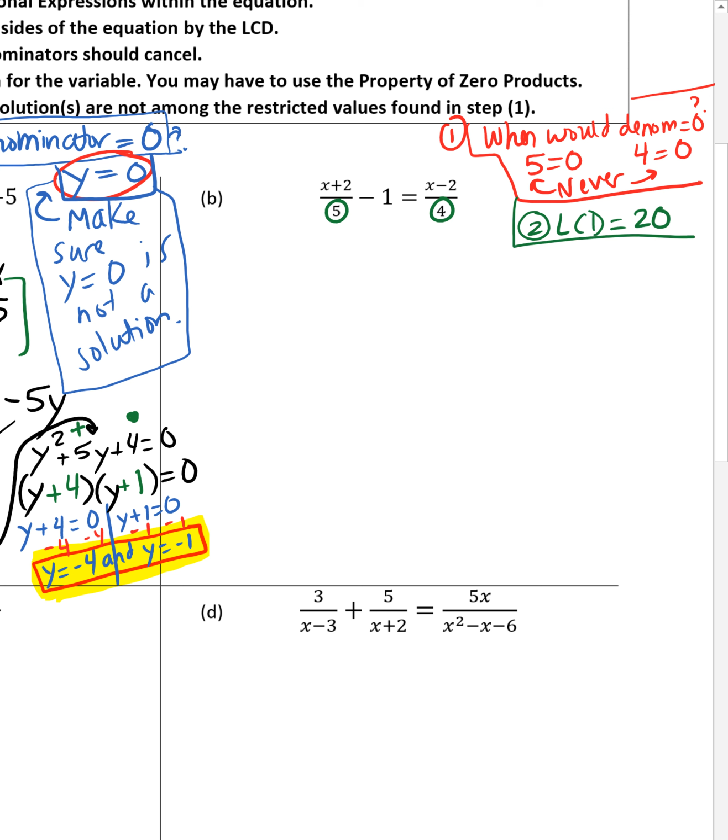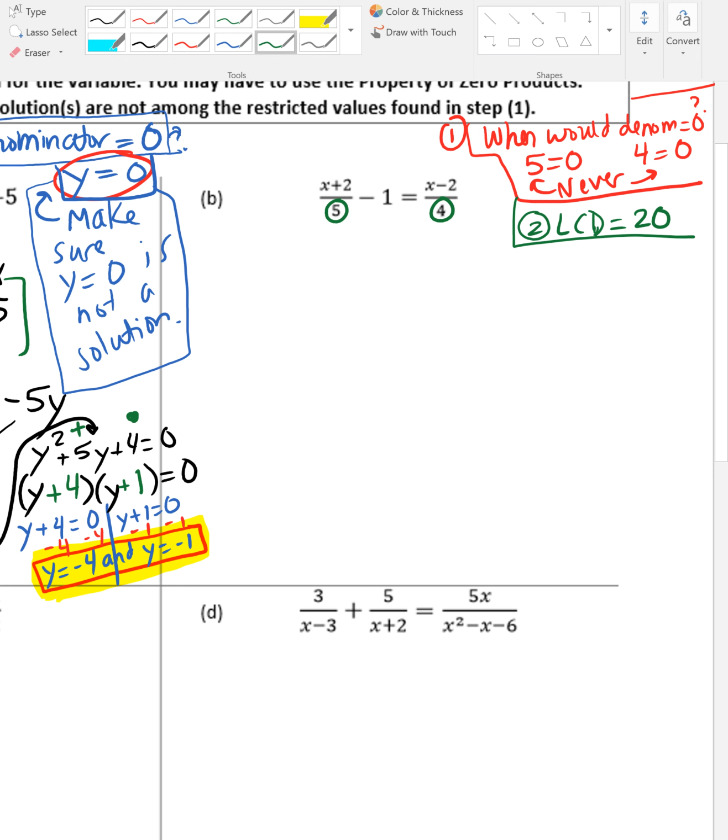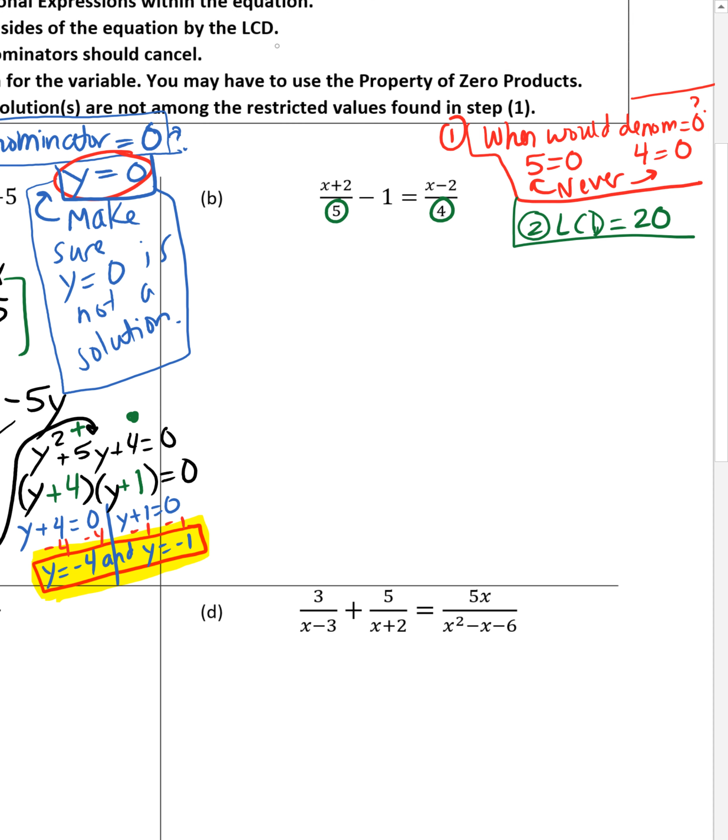Alright, and again, it's easy to mistake it and think, oh, I'm finding the common denominator so I can combine fractions into 1. No, you're not really trying to combine fractions, you're trying to get rid of fractions, or get rid of denominators. So now that I've calculated the common denominator, step 3 is take that LCD, which is 20, and multiply it by every term in the equation. So I'll go 20 times the x plus 2 over 5, the first term, 20 times the -1, which is the second term, and the 20 times the x minus 2 over 4, which is the third term.